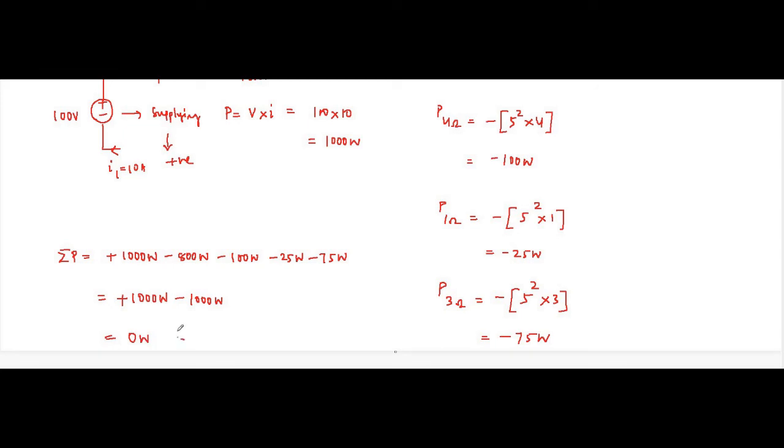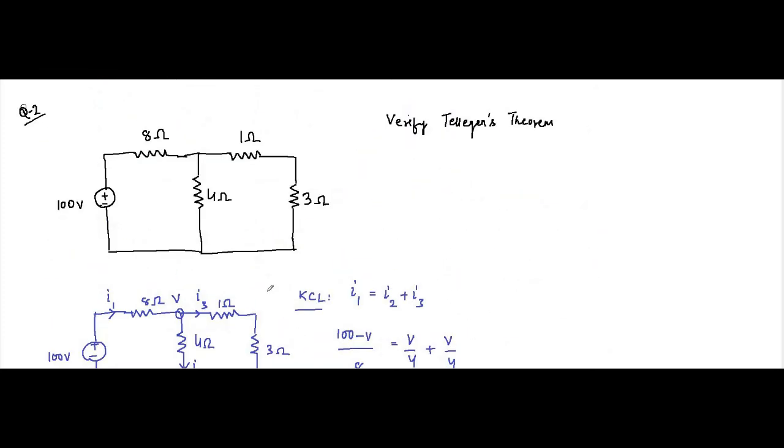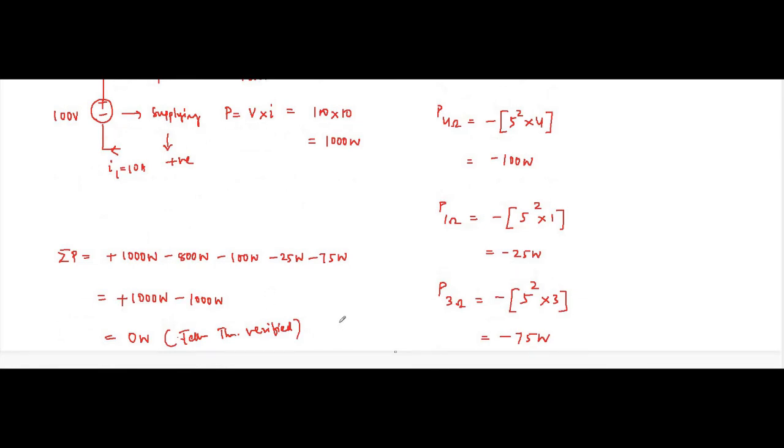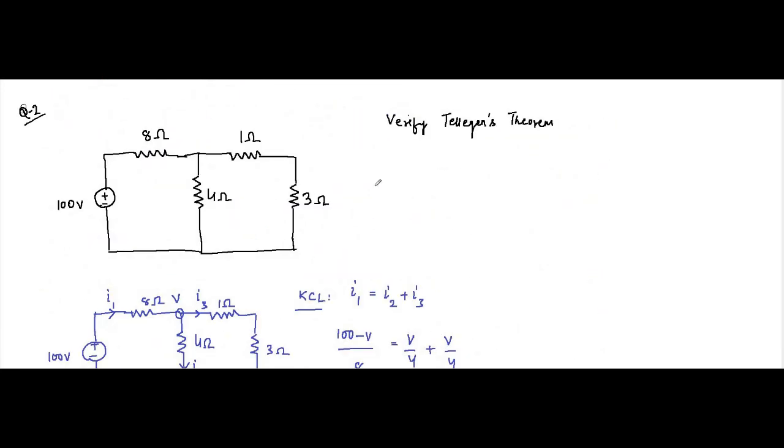So again, Tellegen's theorem is verified. The total summation of power in a circuit, because of the circuit elements, one which is supplying power and the ones which are absorbing the power, the total summation is zero, which is as per the law of conservation of energy. Okay, so here also again, with the help of this example, we verified Tellegen's theorem.